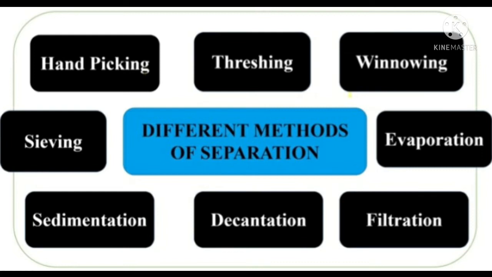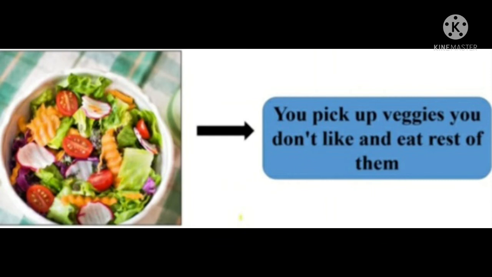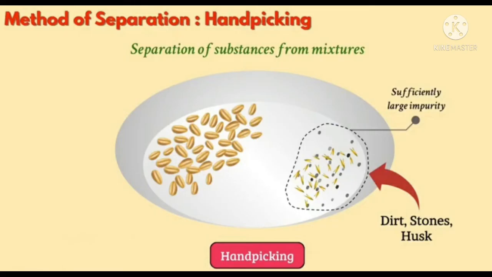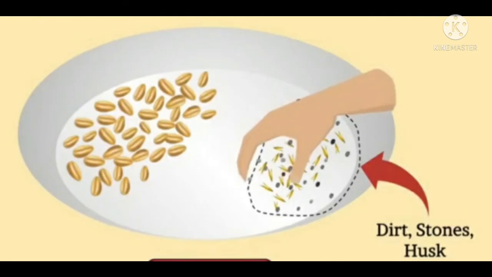Let's think of when your mother gives you vegetables to eat, what do you do? Simply choose the vegetables which you don't like and pick them up and keep them aside. Ever notice your mother while cooking? What does she do before cooking the rice? Well, she separates the impurities like dirt, stones, husk, insects by using her hand.